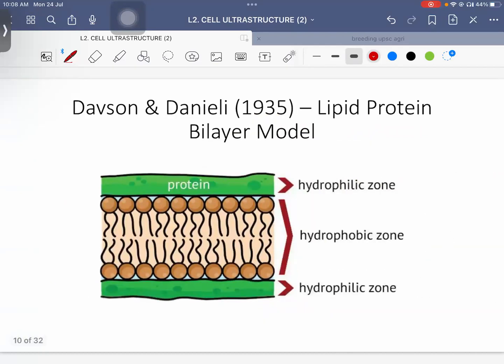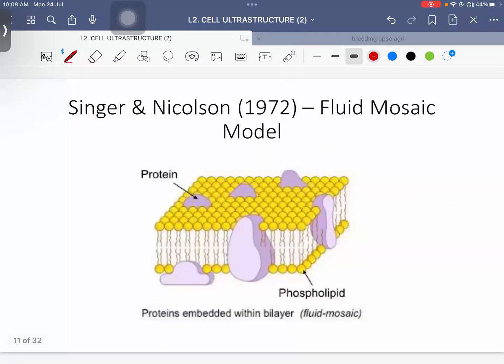So we have two models. Not necessarily you need to remember, just for your understanding. You see the proteins, and I told you phospholipids are there. So these are the proteins like this, and the phospholipids are in this pattern. The hydrophobic zone, and we have the hydrophilic zone. Here we have two layers, one layer here, one layer here. This is the lipid bilayer model.